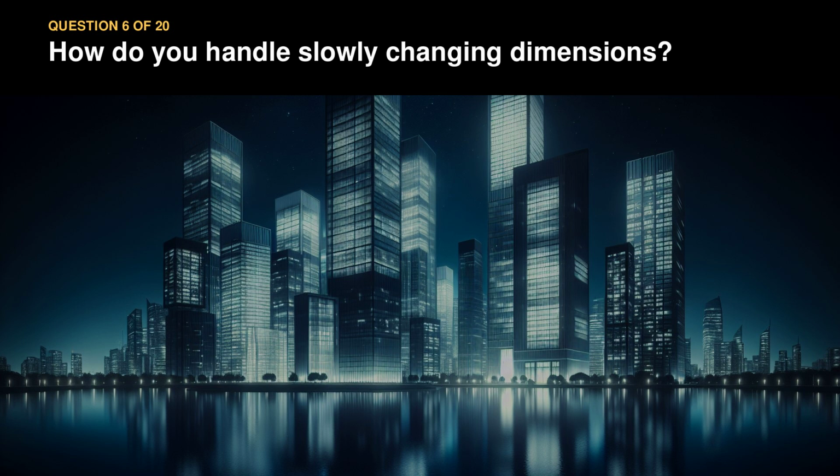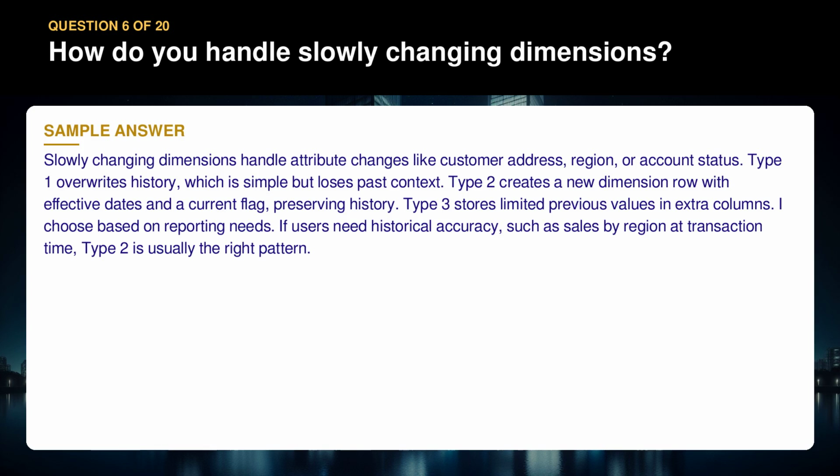Question 6. How do you handle slowly changing dimensions? Slowly changing dimensions handle attribute changes like customer address, region, or account status. Type 1 overwrites history, which is simple but loses past context. Type 2 creates a new dimension row with effective dates and a current flag, preserving history. Type 3 stores limited previous values in extra columns. I choose based on reporting needs.